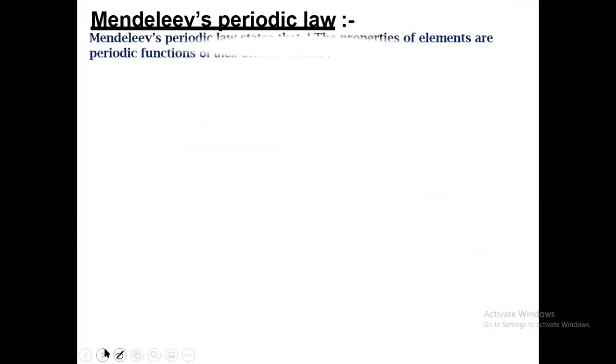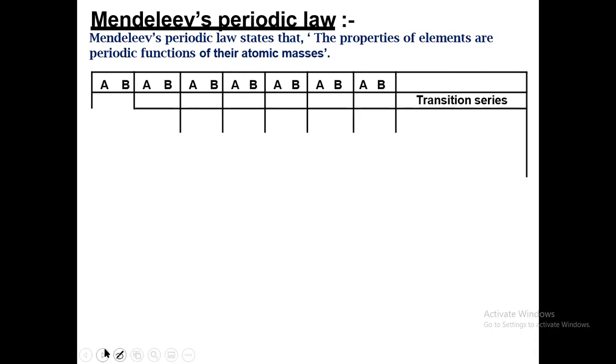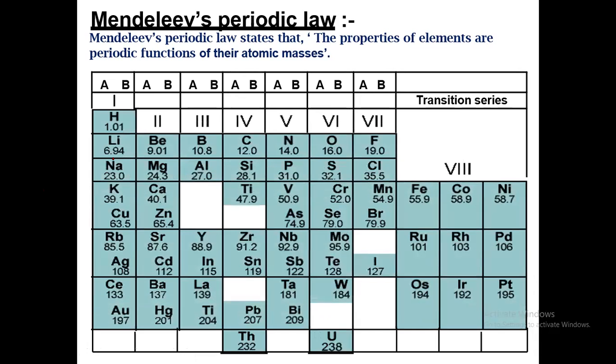Now, Mendeleev's periodic law. What is Mendeleev's periodic law? Mendeleev's periodic law states that the properties of elements are a periodic function of their atomic masses. This is the old periodic law. Here, atomic masses are in increasing order.